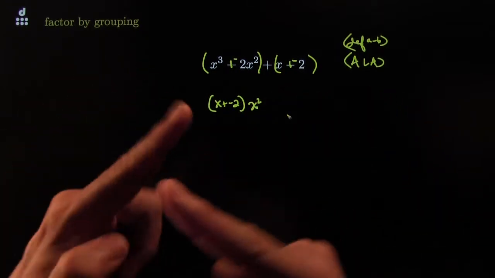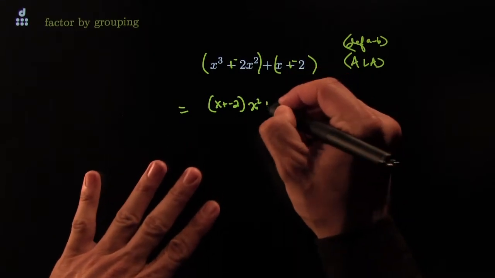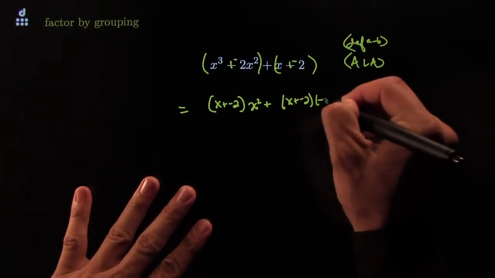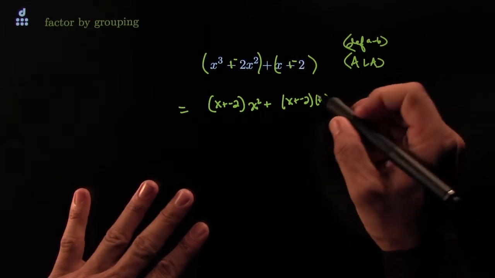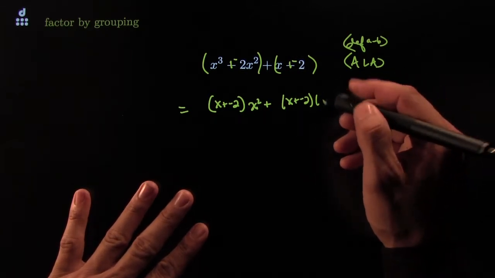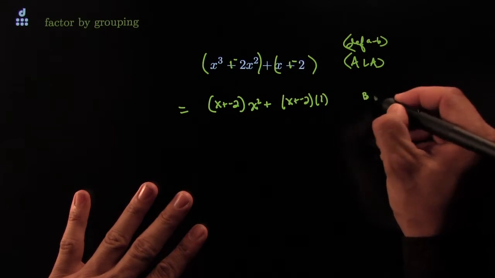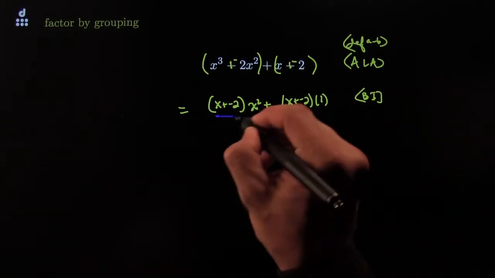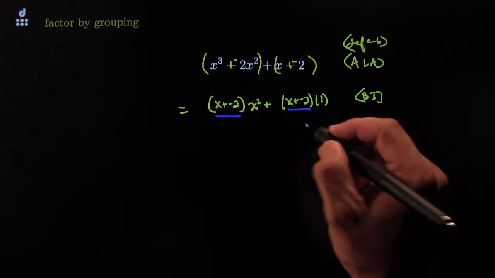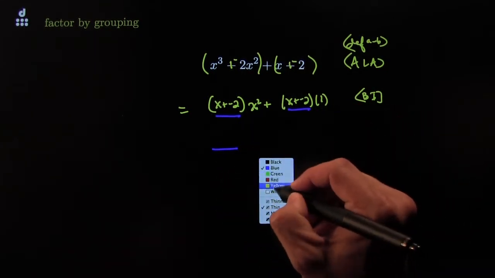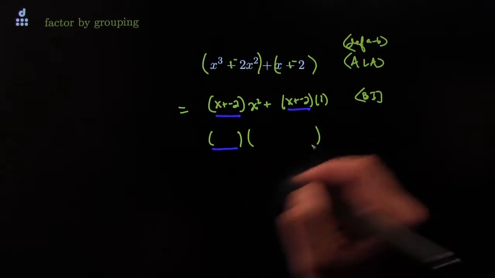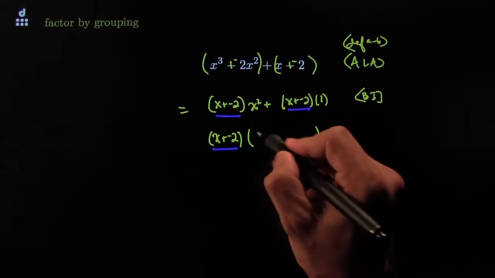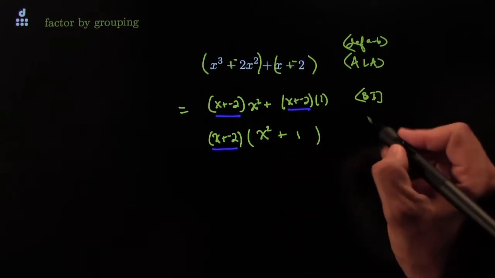Again, you might want to pause the video here and see if you can finish it yourself. Out of the next little group I have x plus negative 2 times positive 1. And now I see what's common. I see that the thing that's common on both of them is x plus negative 2 quantity. So I'll factor that out to the side and see what's left over. I have x plus negative 2. When that's factored out, I have x plus 1 inside. Okay?